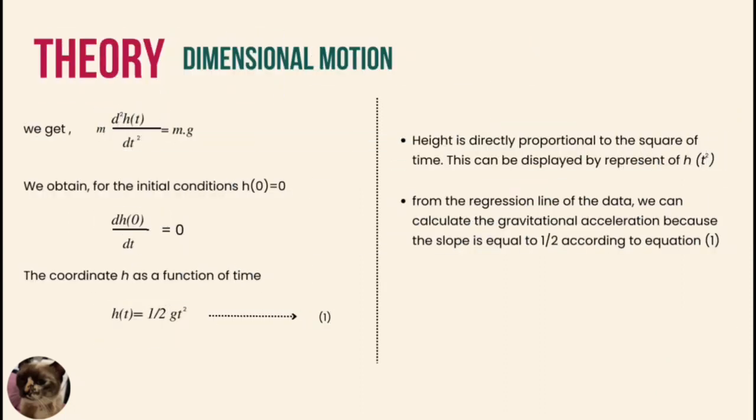For the theory of one-dimensional motion, height is directly proportional to the square of time. This can be represented by h ∝ t². From the regression line of the data, we can calculate the gravitational acceleration because the slope is equal to 1/2 g, according to equation number 1 at the left side of this slide.